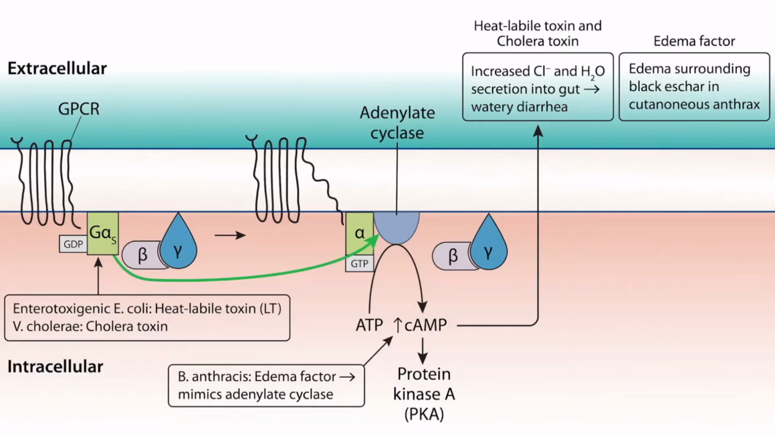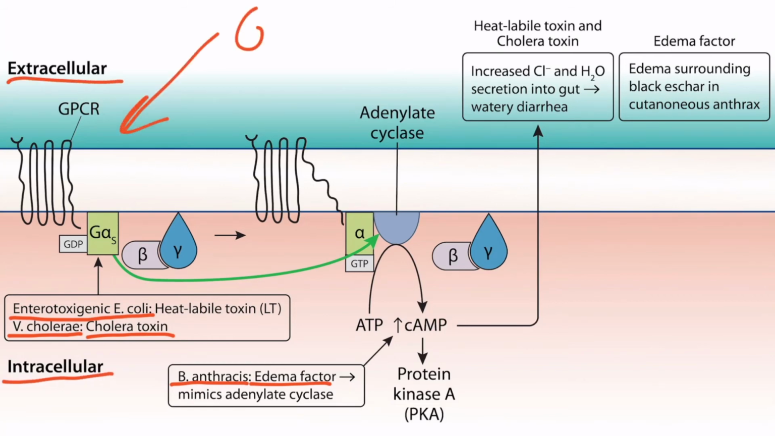In general principles of physiology, G-coupled receptors were described using a diagram similar to this one, but this specific diagram demonstrates the mechanism of the heat-labile toxin of ETEC, or enterotoxigenic E. coli, as well as the cholera toxin of cholera, as well as the edema factor of Bacillus anthracis. Here is the extracellular area, and here is the intracellular area. And the G protein coupled receptor is here.